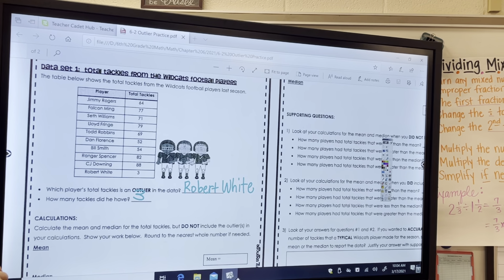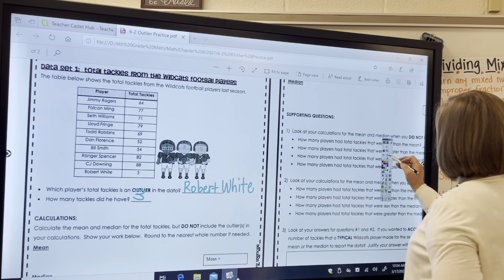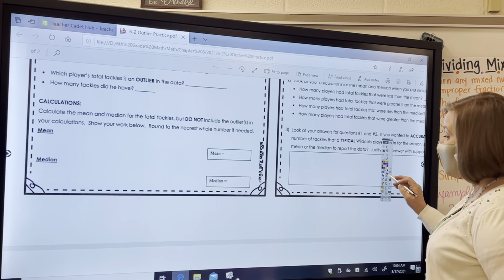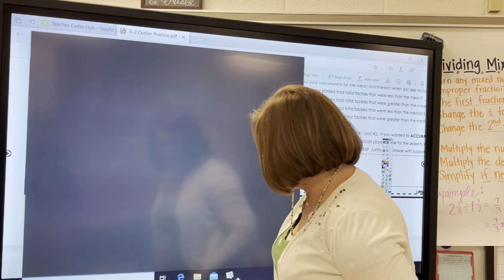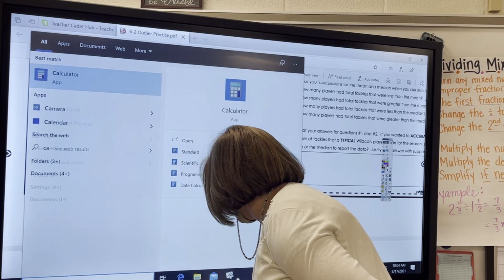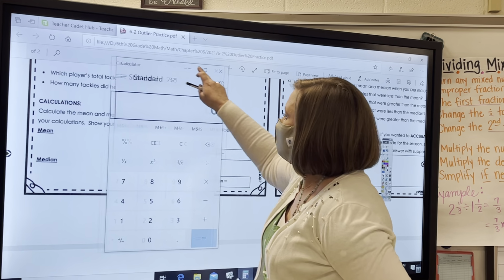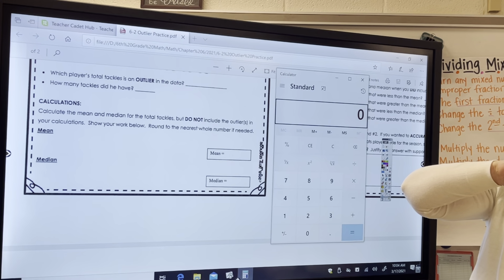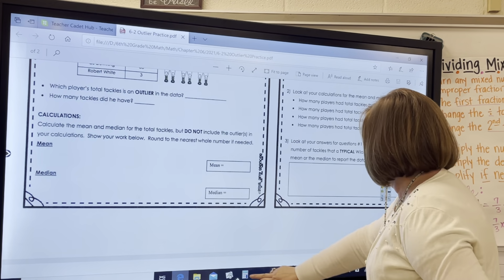So, the next part says, calculate the mean and median for the total tackles, but do not include the outlier in your calculations. Show your work below. So, let's look below. For the mean, everybody should have your calculator up on your device, whatever device you're working on. Did you get your calculator set? Yep, I did.